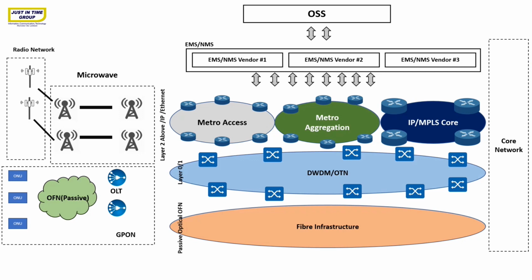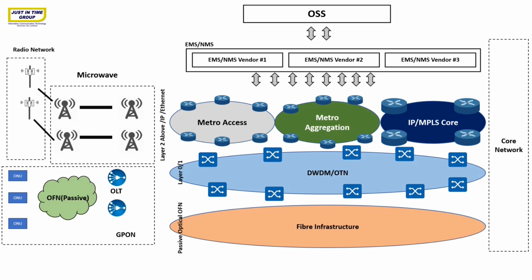And at the same time, there could be passive optical network infrastructure, predominantly based on GPON, gigabit passive optical networks. So there could be optical line terminals and then optical network units. If you have FTTX infrastructure, those ONUs and ONTs will be the last mile.